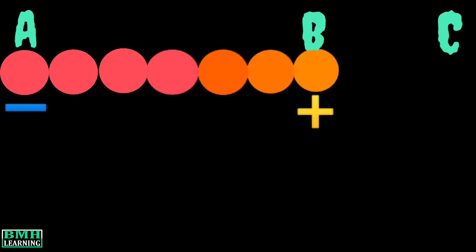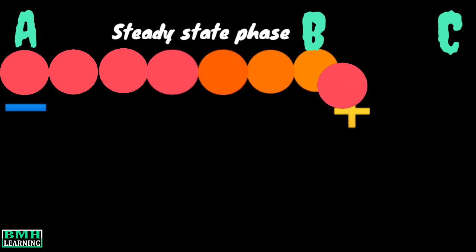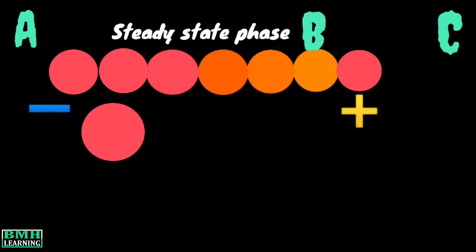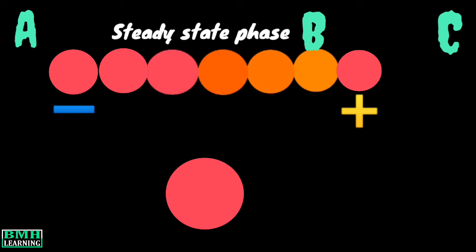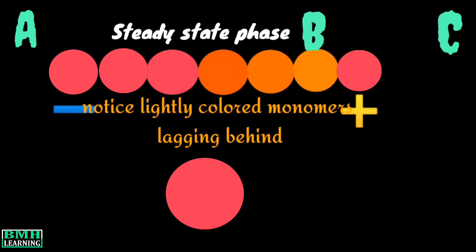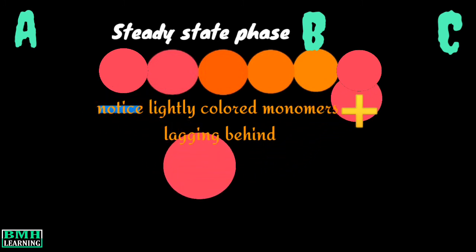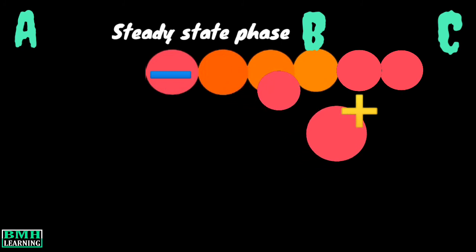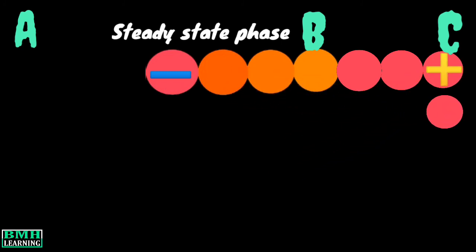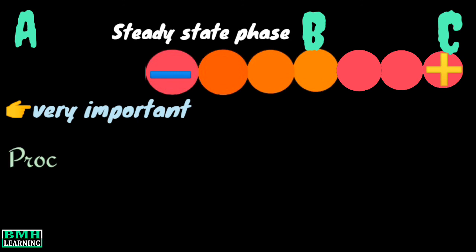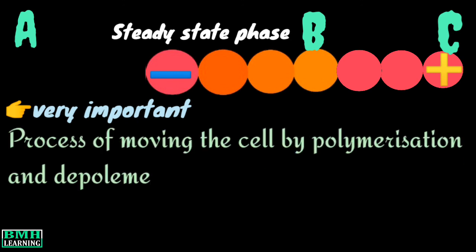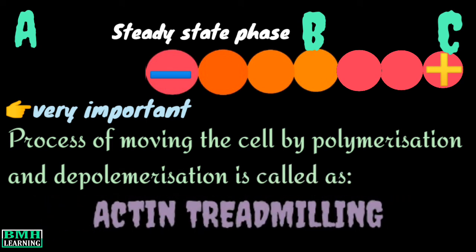Okay, so think the actin polymerization is in steady state phase. That means if we are adding one actin subunit at the plus end, simultaneously one actin subunit would be removed, right? And you can notice while doing this, the filament has progressed a bit towards point C. So if we continue this process of addition and removal of actin subunits, our filament will ultimately reach point C. So this is how individual pieces of actin are shuffled to move the entire cell around in an environment. Now it's very important. This process of moving the cell by actin polymerization and depolymerization is called actin treadmilling.